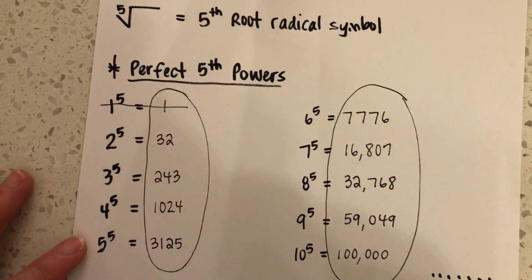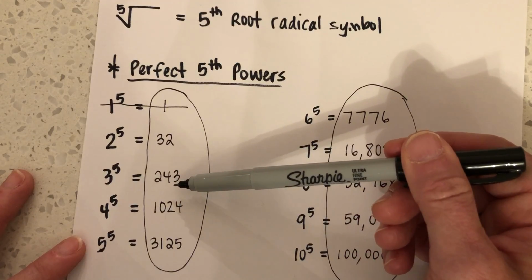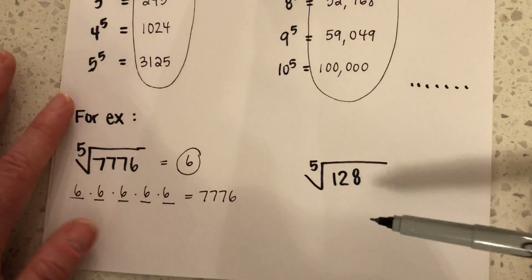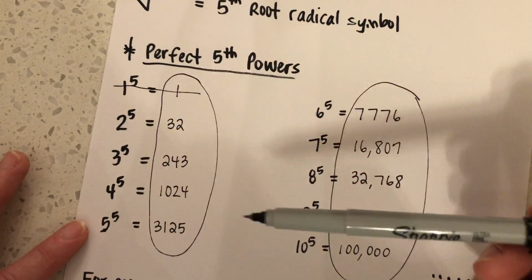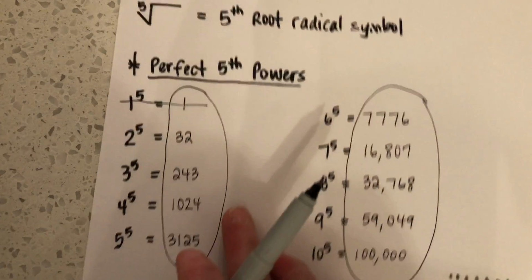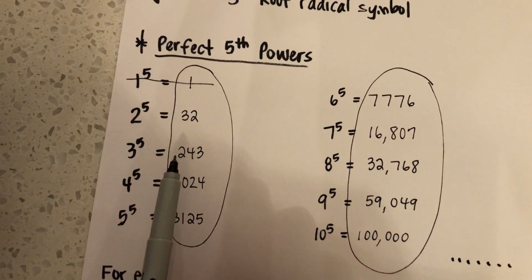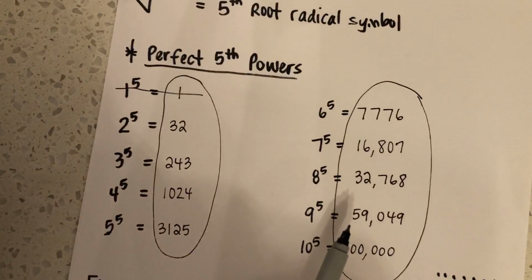Okay, well, what if I asked you, what's the 5th root of 128? Well, go up to your list and look for 128. It's not on here. It's somewhere in between 32 and 243, which means either it's already simplified or you can try and find a number on this list that divides evenly into it. So if you try, there's only so many numbers you could try. 32 is the only one because 243 is bigger than 128, so it couldn't possibly divide evenly into it.